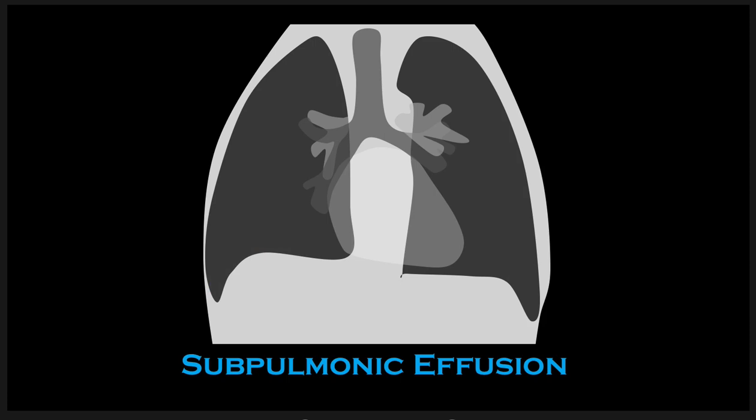If it's on the left, there's another clue that you can have. If you see your normal stomach bubble here, the relationship between that stomach bubble and the top part of the diaphragm, they should be pretty close together. If you've got widening of that, especially if you've got a comparison to look for, you may suspect that there's a subpulmonic effusion on that side.